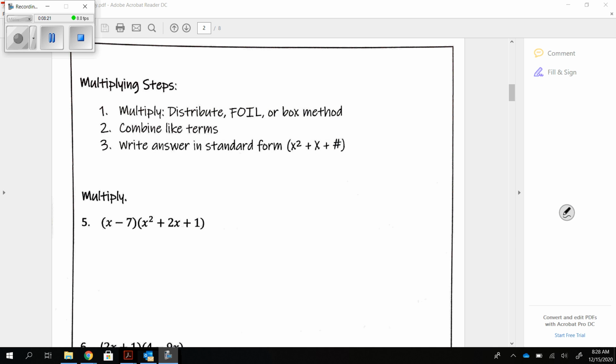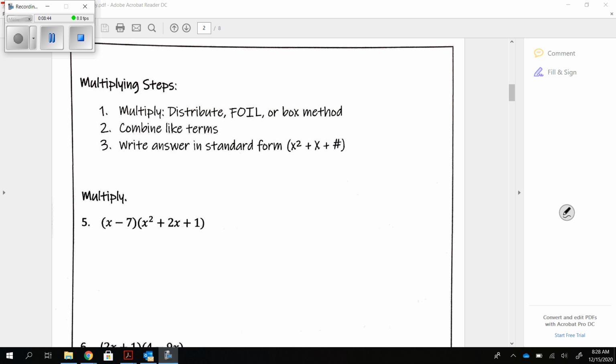Now moving on to multiplying. These are the multiplying steps. It says step 1, multiply. You can either do 3 different things. Distribute, the FOIL method, or the box method. I'm going to show you distribute because I think that is the easiest one. If you would like to see all 3 different types, let me know. I can make another video for that, but I just want to do it the easiest possible way.